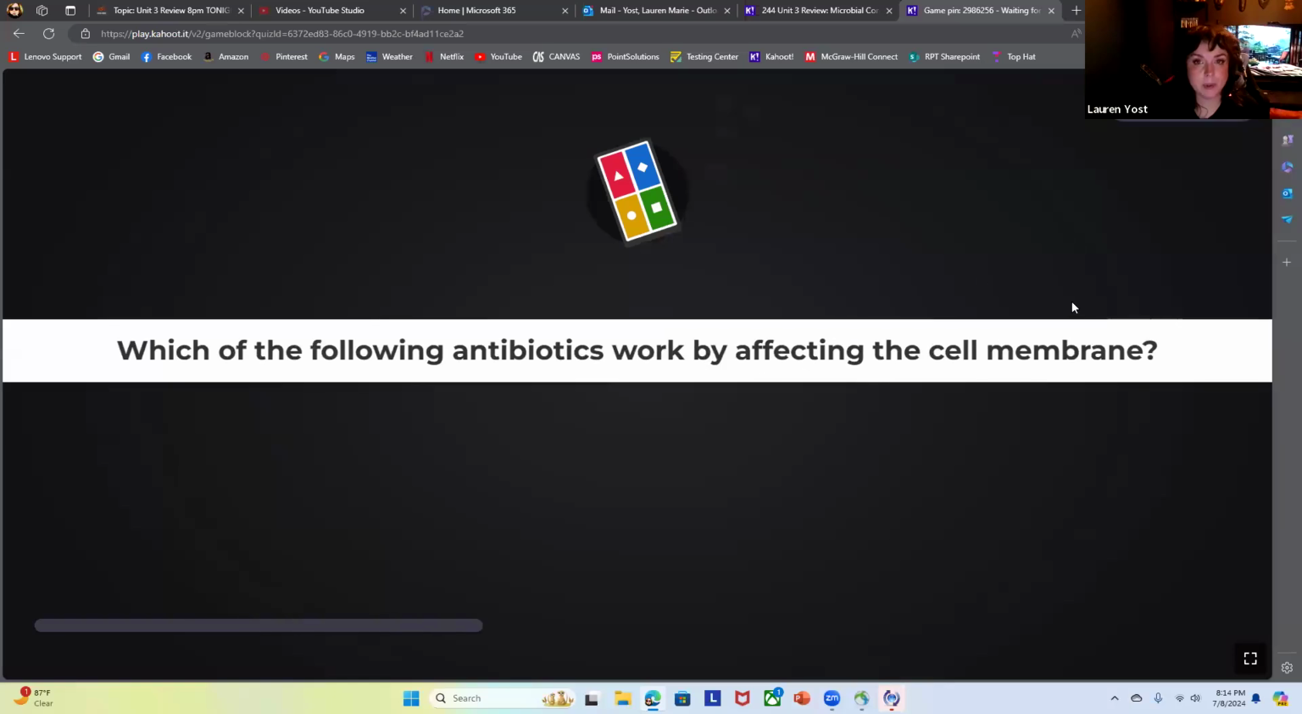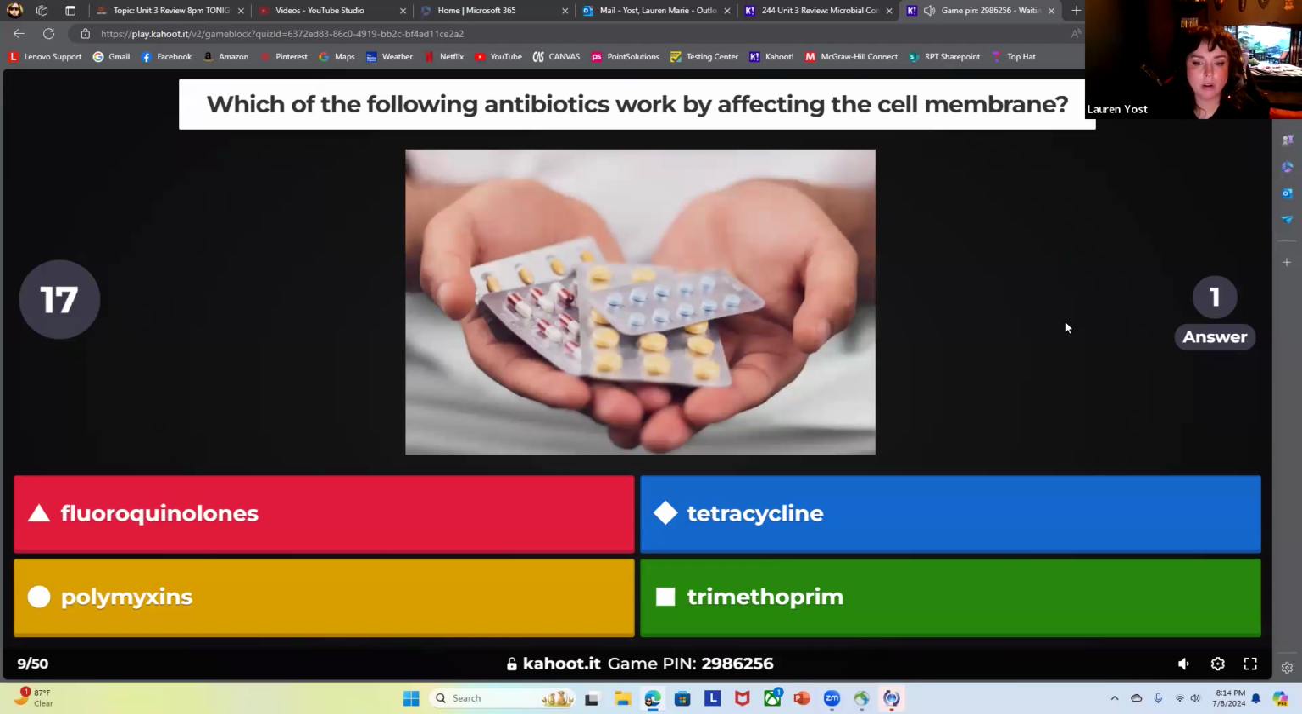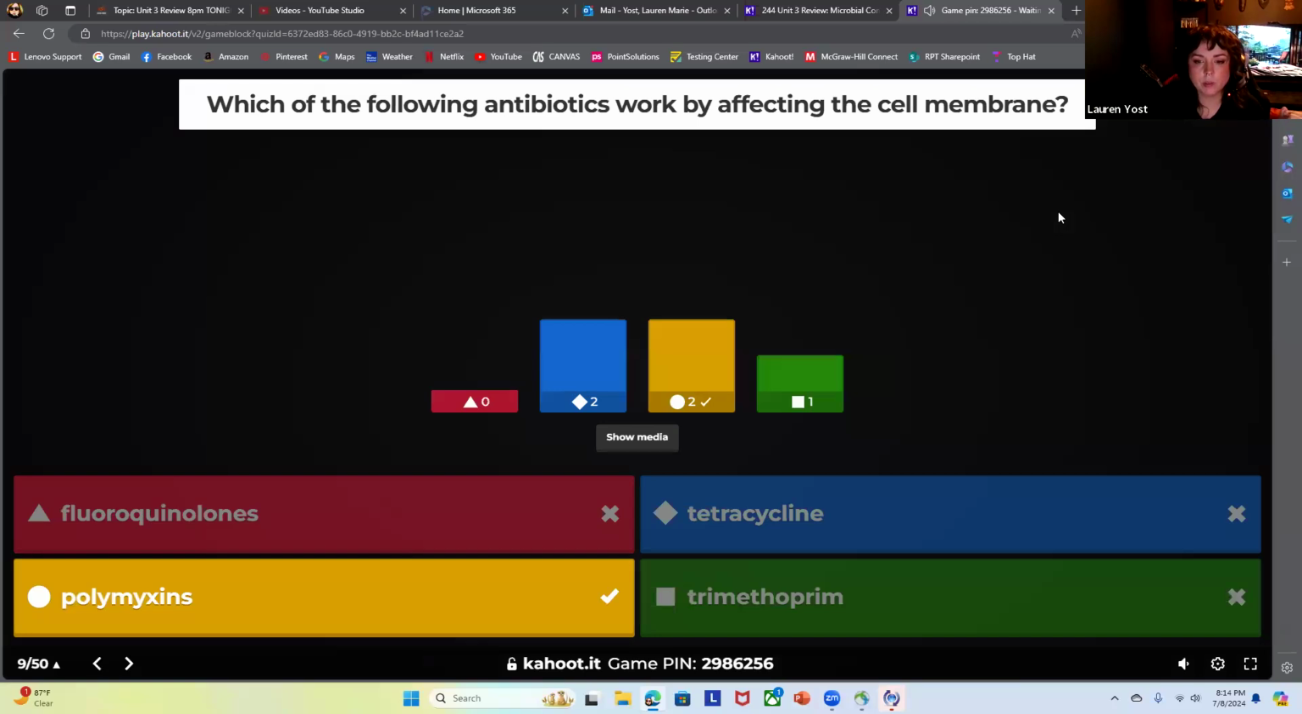All right, which of the following antibiotics work by affecting the cell membrane? There's really only one that you need to know for this category. All right, so this one is polymyxins. You can say polymyxin is more a category of it, but you don't really need to even worry about that. If you see cell membrane, the ones that are going to be affecting the cell membrane structure are going to be polymyxins.